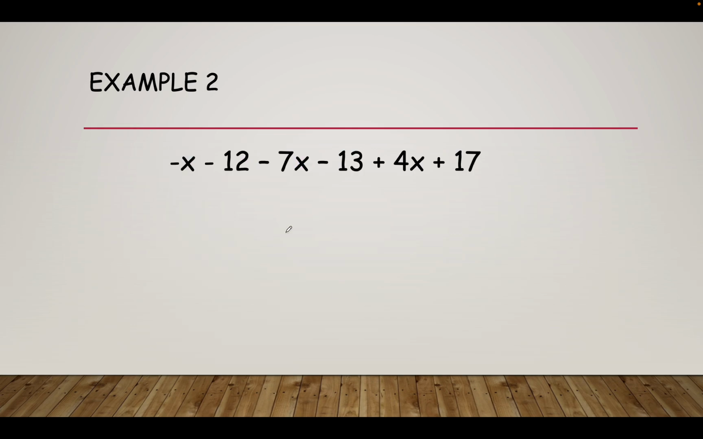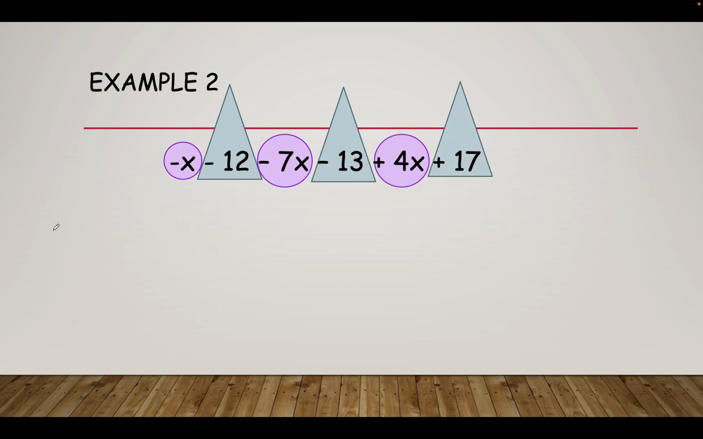In example 2, we're asked to simplify. Again, identify the like terms. So all the terms with the x's, including the sign out front. So we've got the negative x, the negative 7x, positive 4x. Now let's check the other like terms. So I'll put triangles around those. The negative 12, negative 13, and positive 17.